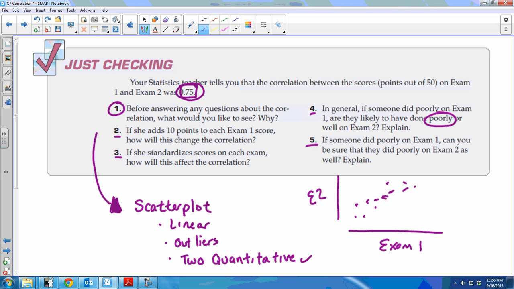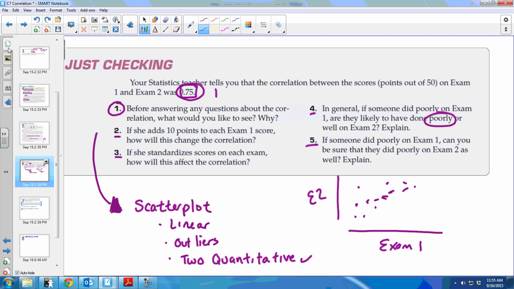And on 5, it says if someone did poorly on exam 1, can you be sure that they did poorly on exam 2? No, there could be a point up here. You don't have a picture, so you don't know. So you can't guarantee that. You could guarantee it if the correlation was 1, because then it makes a perfectly straight line. But it's not 1. It's 0.75. So that gives you room for some different things going on, right? Questions about that?